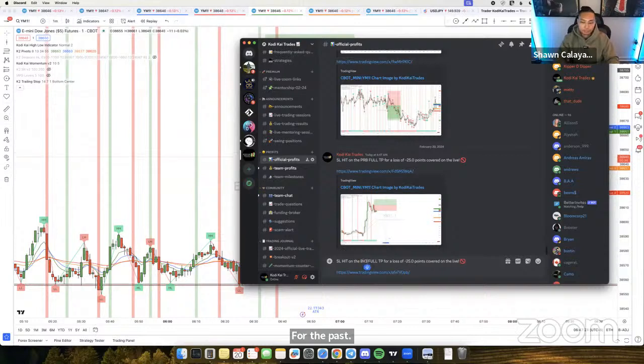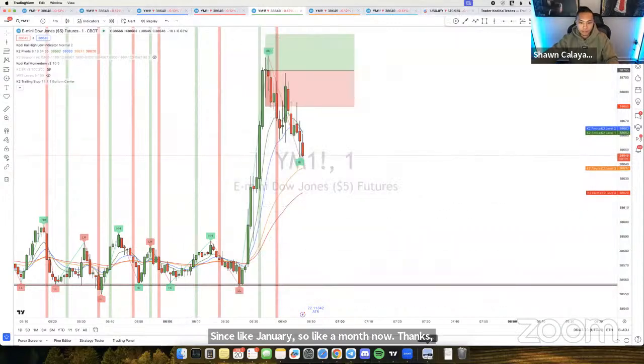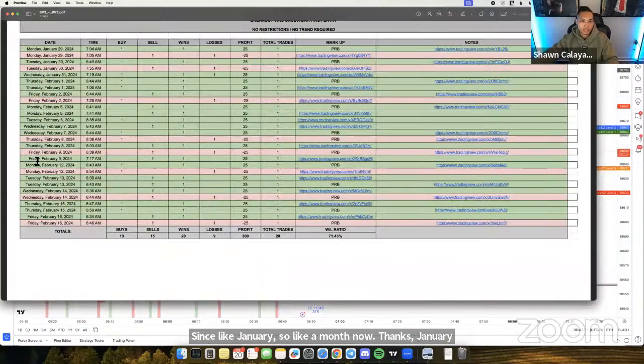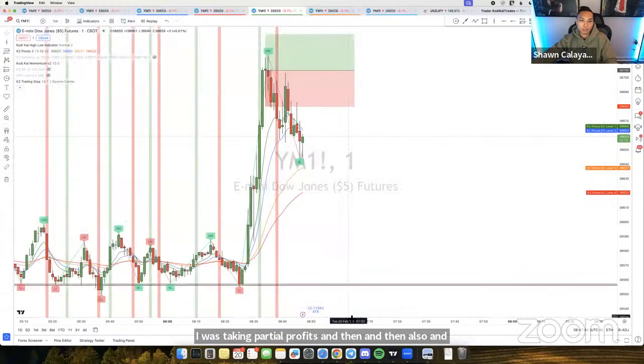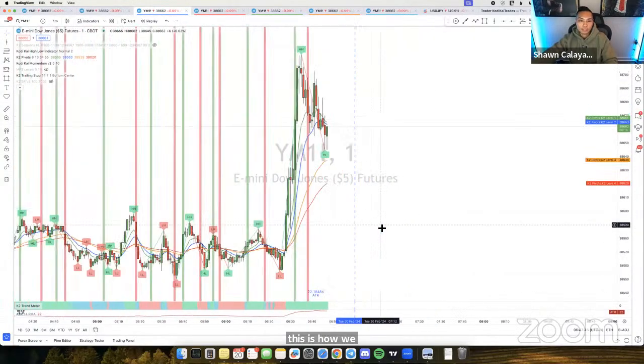Since January, so like a month now. Since January 29th. Looking at the spreadsheet over here, I've been doing basically just one strategy a day. The only problem is that I kind of screwed up by taking partial profits, and this is how we learn, this is how we know how to adjust with the market, right?